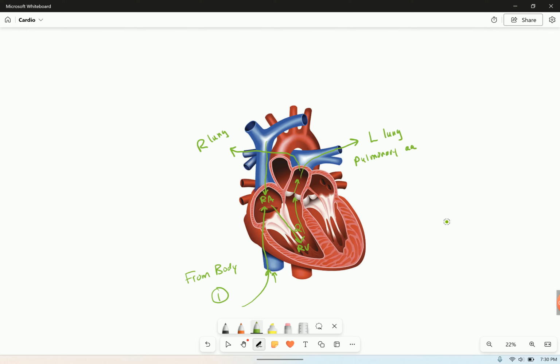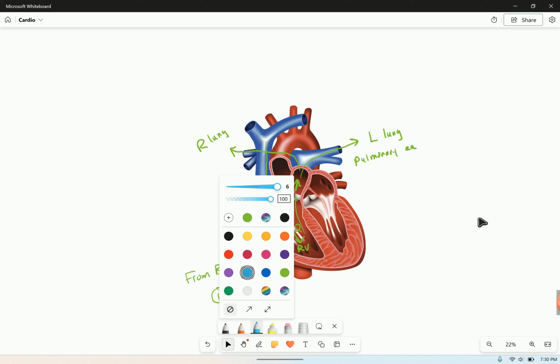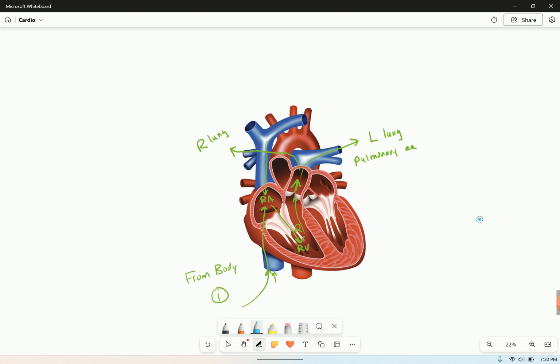Okay, so we have the pulmonary trunk, and so that's this area. Okay, the pulmonary trunk, right there, pulmonary trunk, and then the right and left pulmonary arteries. Okay, now when blood is done getting oxygenated, it has to return to the heart.